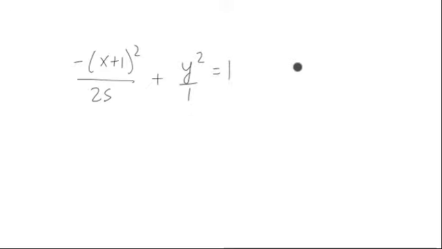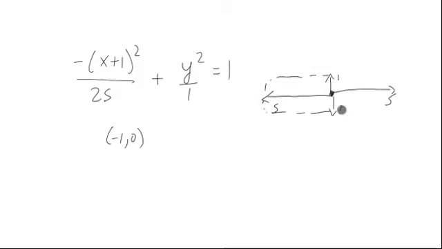Now, where's the center? The center is at -1, 0. So -1, 0 is the center of the box. Keep that in mind. So this point refers to the center, -1, 0. And let's go outside to side 5 and up and down 1. And that's our box. So our hyperbola will be drawn on the outside of the box.